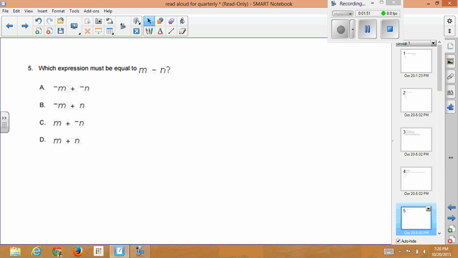Number 5. Which expression must be equal to m minus n? A, negative m plus negative n, B, negative m plus n, C, m plus negative n, D, m plus n.